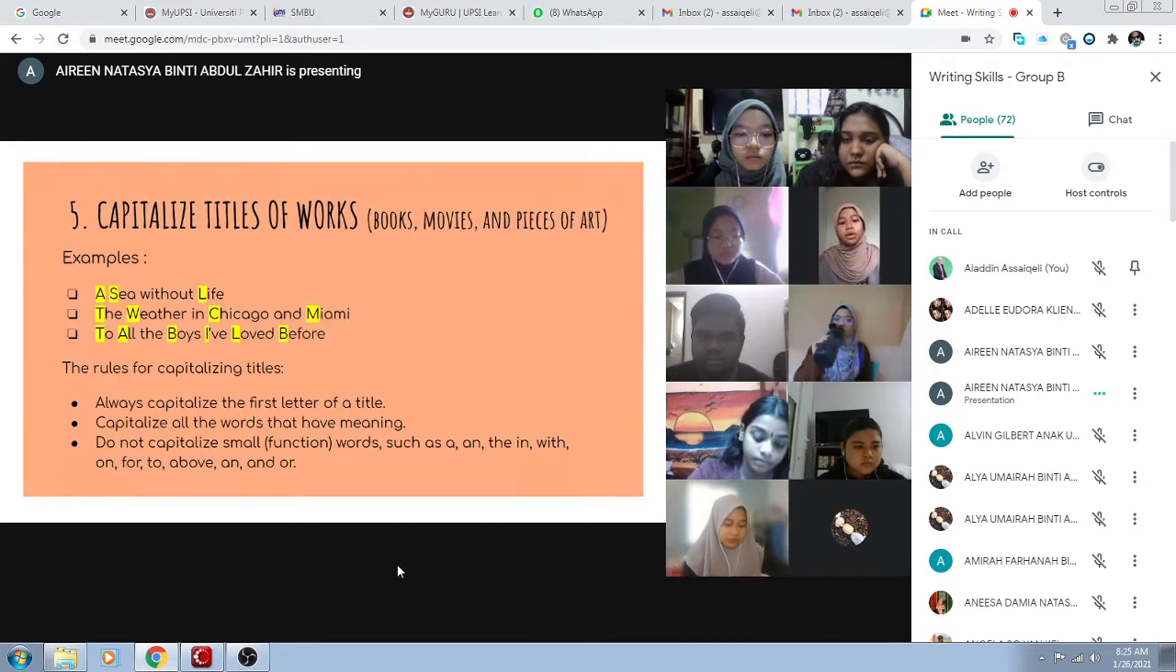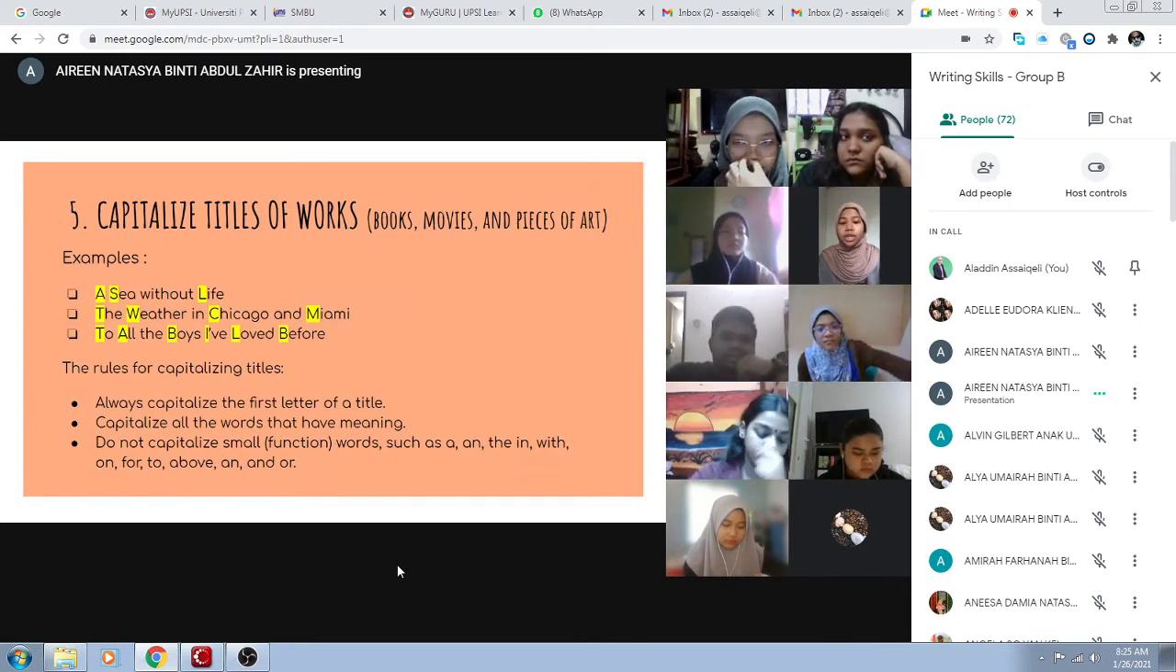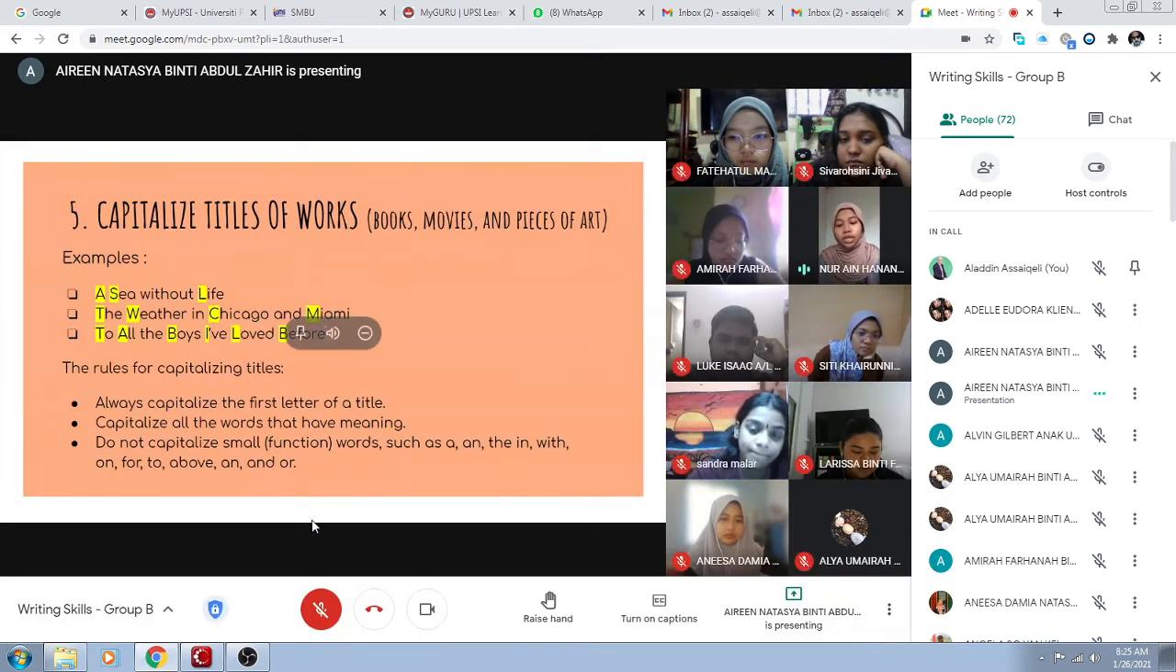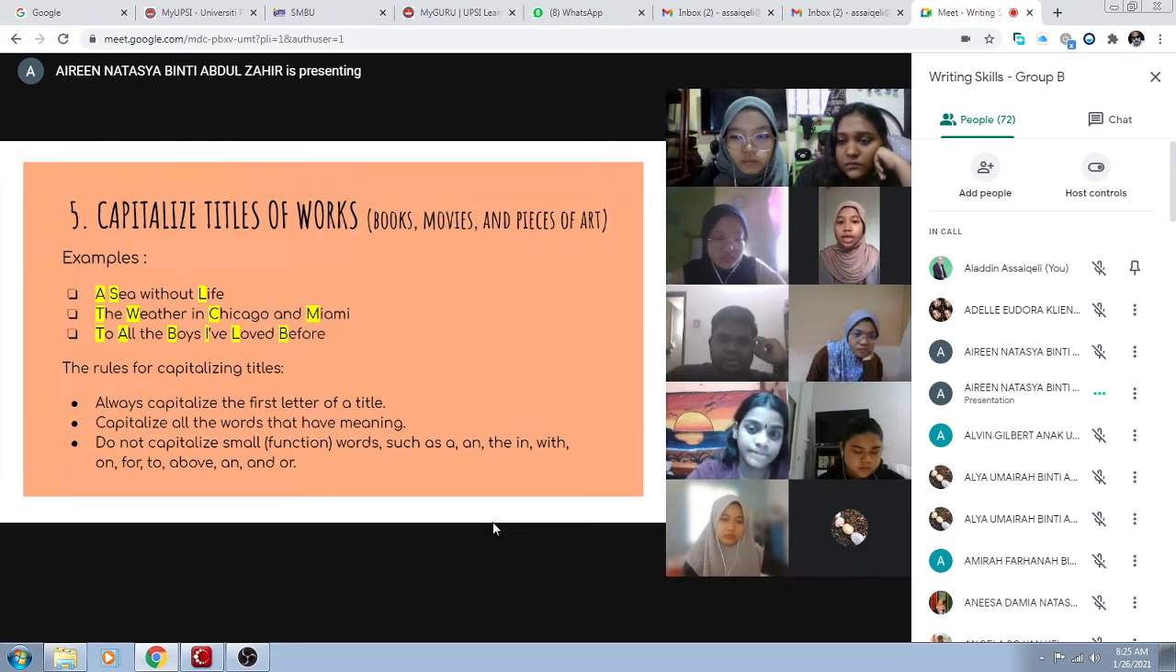The first one is always capitalize the first letter of the title. If the title has more than one word, capitalize all the words that have meaning or content words. The last one is do not capitalize small function words such as a, and, the, in, with, on, for, to, above, and all. Next.